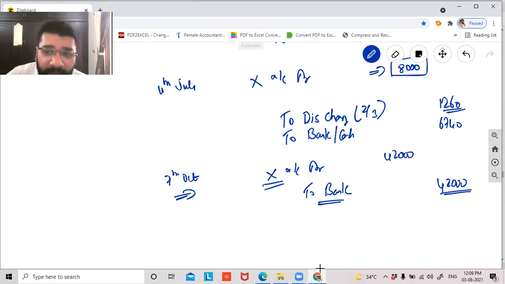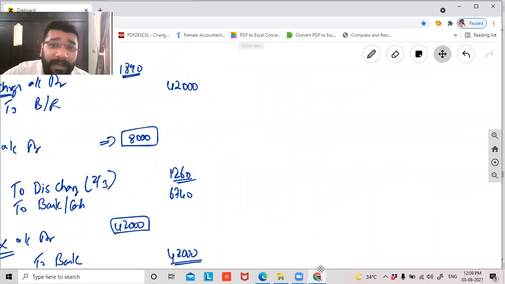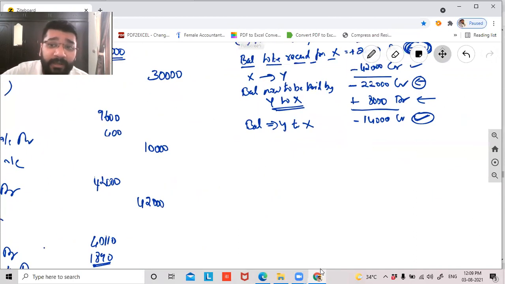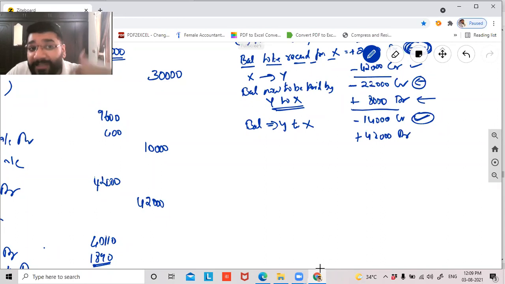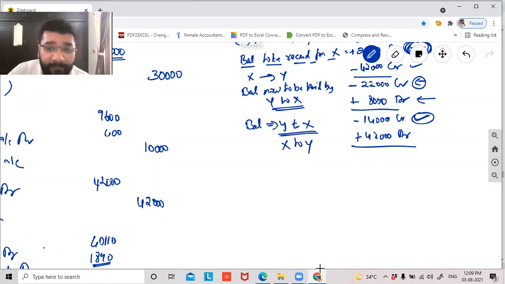Now what is happening, guys? It is as if the 42,000 rupees we have to recover from X. Before the 7th October transaction, Y was supposed to pay X 14,000 rupees. Now, suddenly, the game changed. Y has paid 42,000 rupees from his bank account, so now Y has to recover 42,000 rupees from X. So what is the net amount? Y has to pay X 14,000 rupees, and X has to pay Y 42,000 rupees.